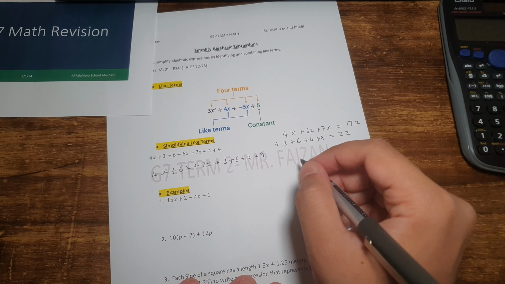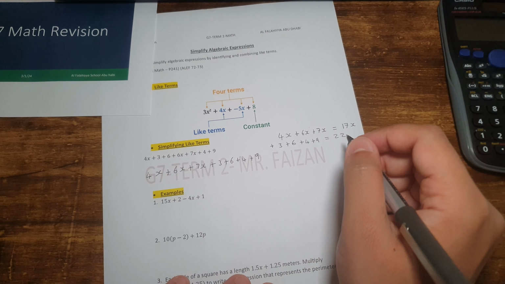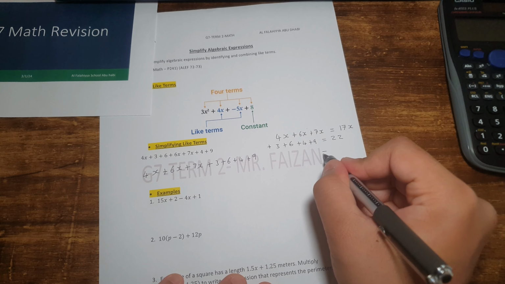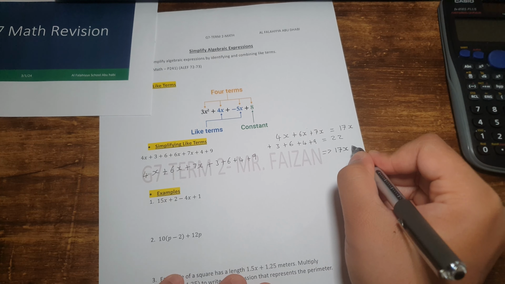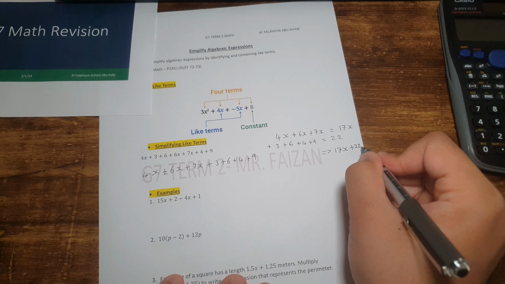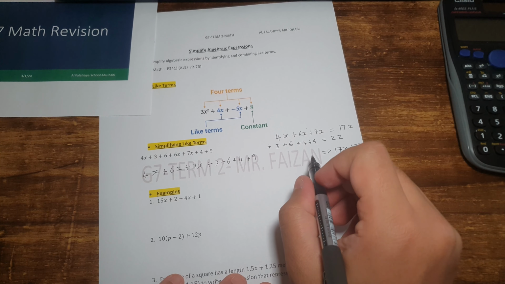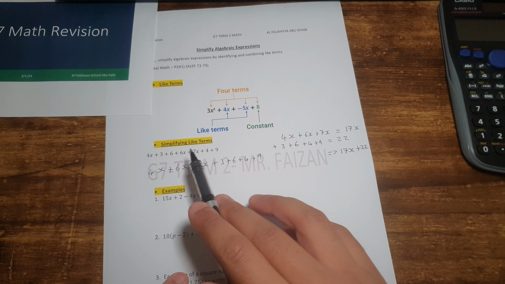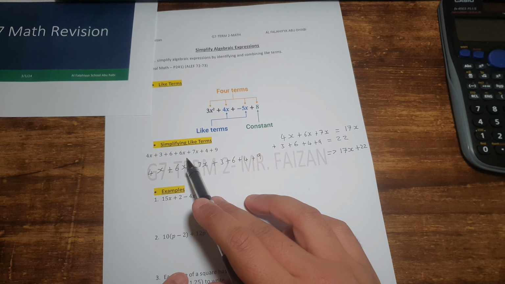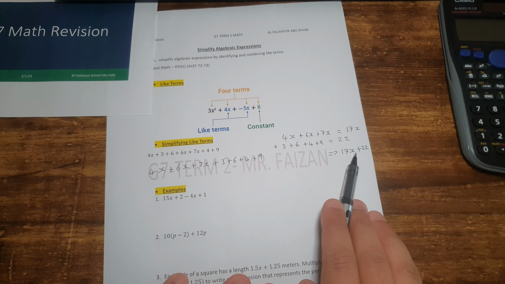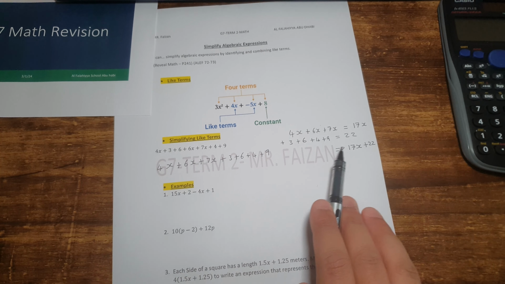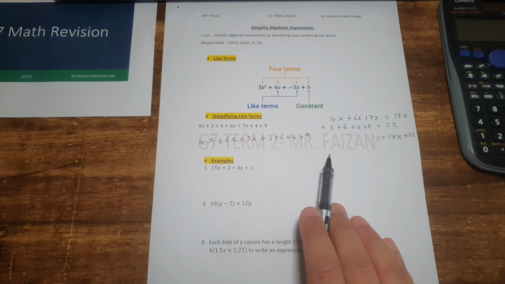So finally, if I'm going to write this down, all I need to do is write down 17x plus 22. Here I have simplified my like terms. So my algebraic expression, I have simplified to 17x plus 22. Let's go through some examples.